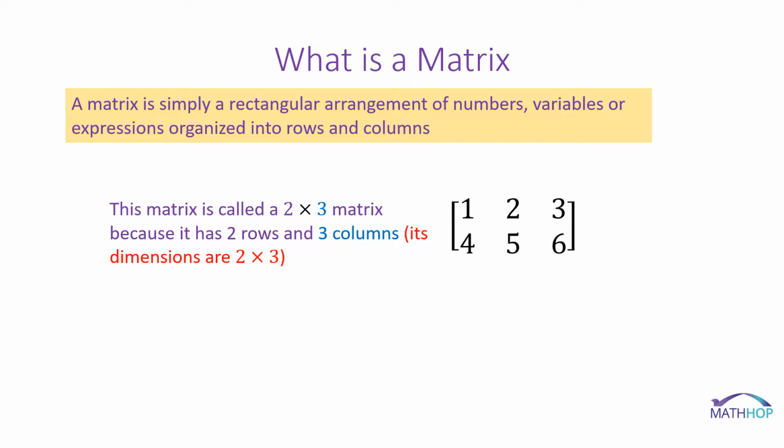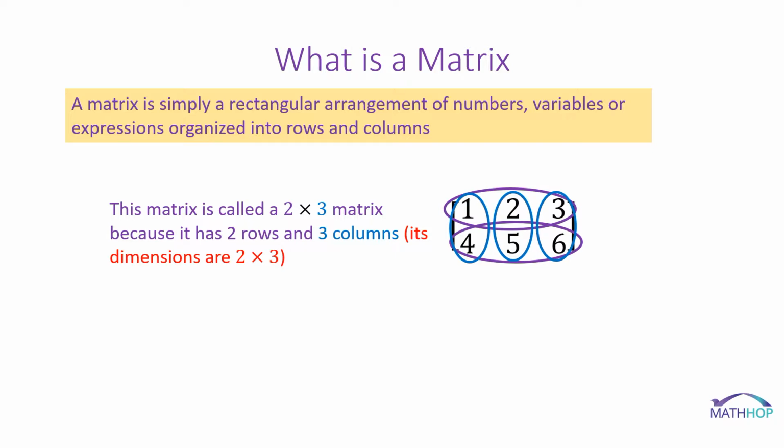We call it a 2x3 matrix because it has 2 rows. Row 1 has the entries 1, 2, and 3. Row 2 has the entries 4, 5, and 6. And then 3 vertical columns. Column 1 has 1 and 4. Column 2 has 2 and 5. Column 3 has 3 and 6.